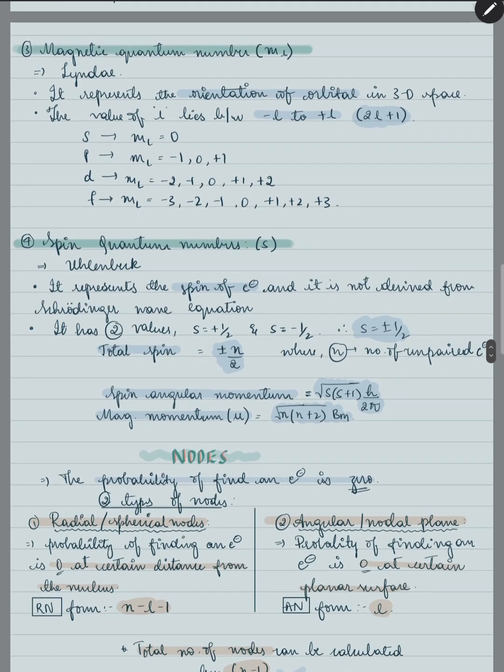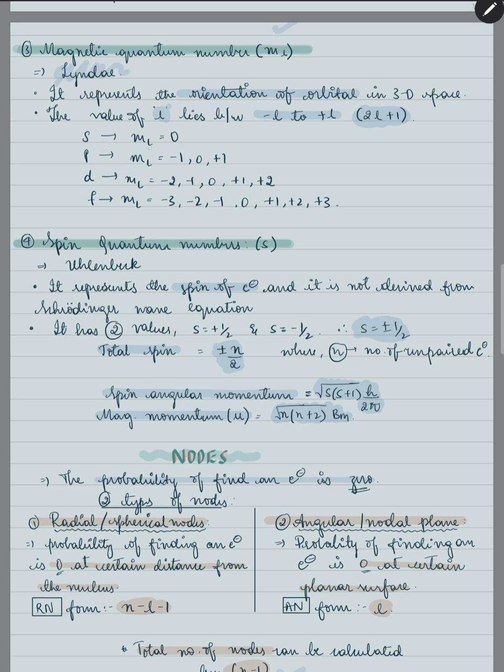Moving on to the magnetic quantum number, it is written as m_L, given by Linde. It represents the orientation of the orbital in 3D space. The value of m_L lies between minus L to plus L. So you just put the value of L over here. They'll give the value of L. Just put it, and you will get the magnetic quantum number.